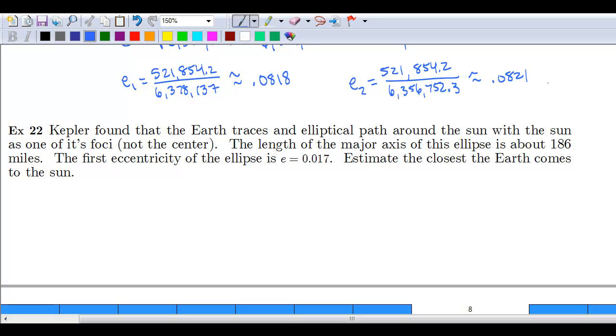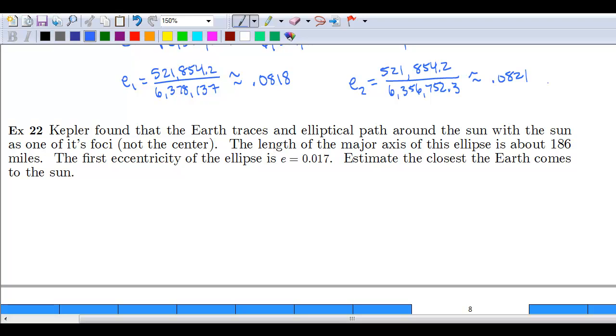Kepler found that the Earth traces an elliptical path around the Sun. So before that, it was assumed that we had a circular orbit around the Sun. And based on the data, he noticed that didn't quite work out. There were all sorts of fixes that were implemented to try to make it circular, but it just didn't work. Anyway, so he found that we had an elliptical path around the Sun, with the Sun as one of the foci. It's not actually the center.